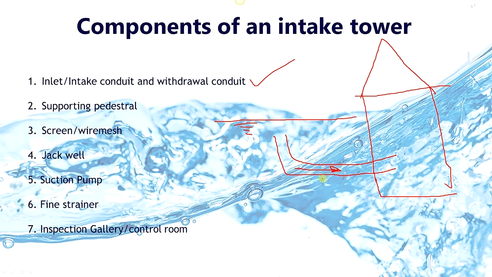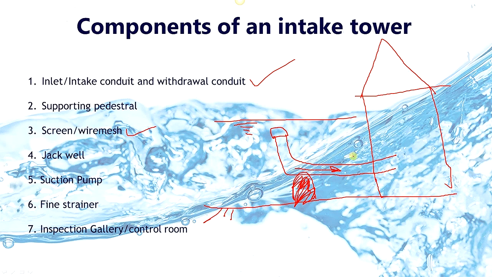Supporting pedestal: it is the support provided for the intake conduit to hold it firmly under the water. This is just a bottom support, we can say. Screen or wire mesh: this is the strainer used in the intake structure to avoid the entry of large floating objects. Coarse screens are used at the mouth of the intake or inlet pipe, and fine screens are used at the mouth of a suction pipe.